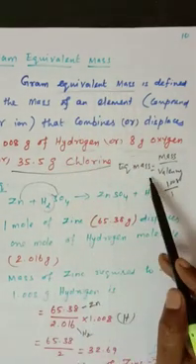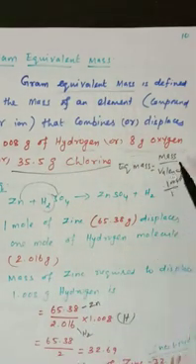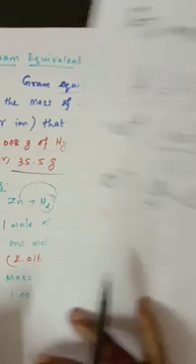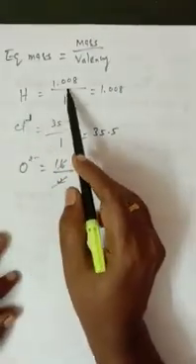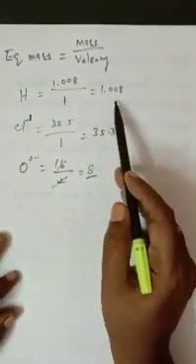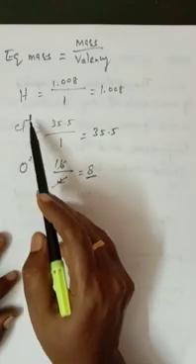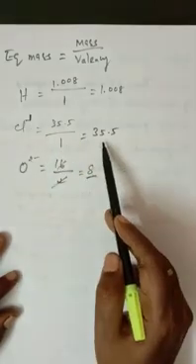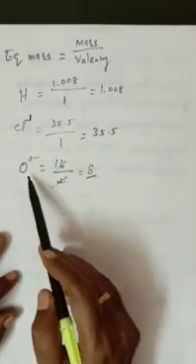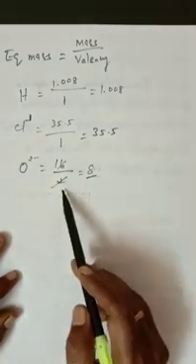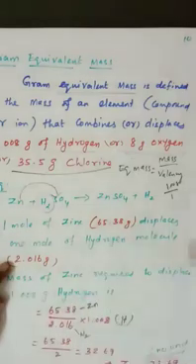The equivalent mass formula is mass by valency. So if you divide hydrogen's mass number by valency 1, you get 1.008 grams. Chlorine is 1 minus, so 35.5 by 1 is once again 35.5. Oxygen is 2 minus, so if you take 16 by 2, 8 will come. So it is added or displaces.